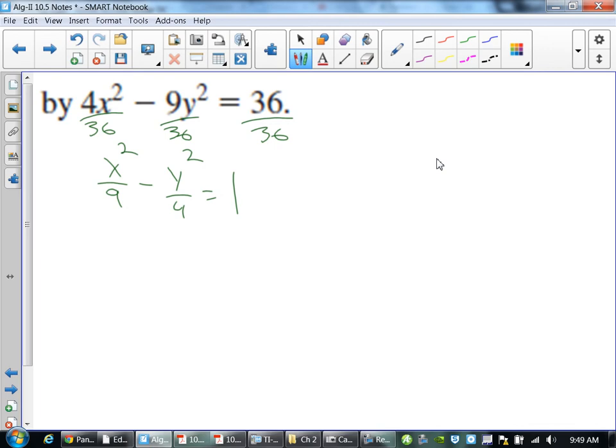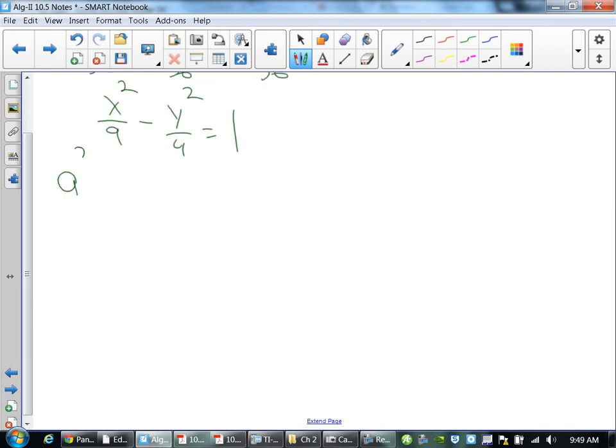A squared is 9. Your b squared value is 4. Therefore, c squared is? 13, very good. A is plus or minus 3. B is plus or minus 2. C is plus or minus the square root of 13.